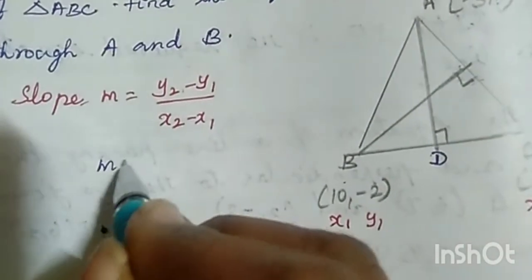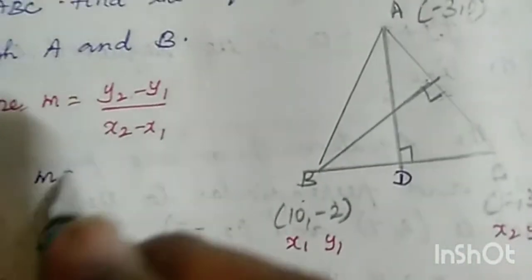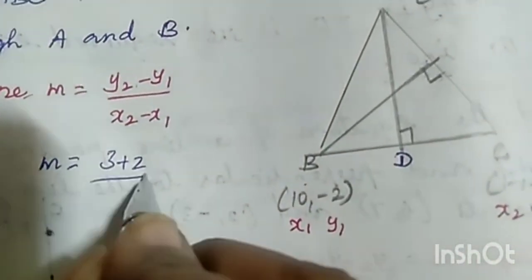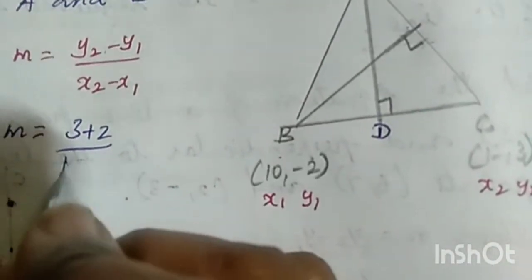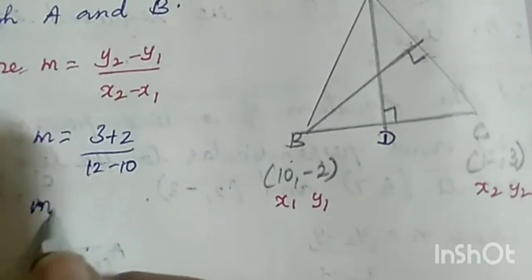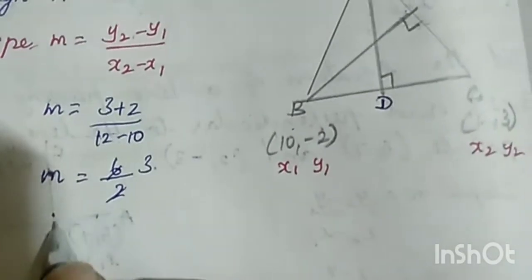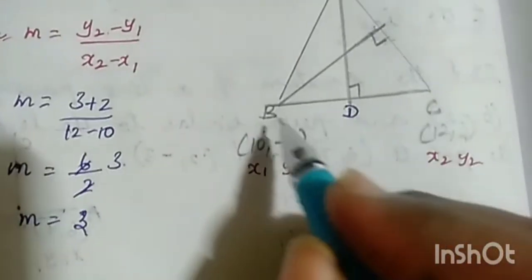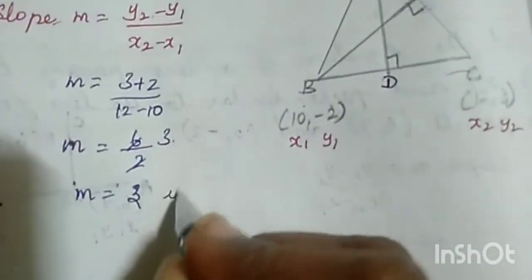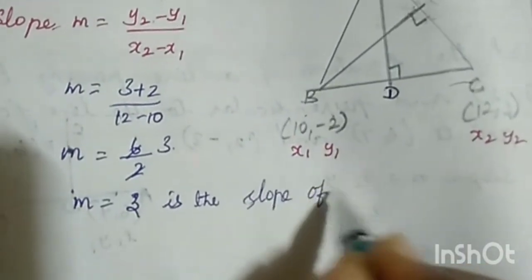Slope m is equal to y2 minus y1, this is 3, 3 plus 2, divided by 12 minus 10. So m is equal to 6 divided by 2. If you cancel, you will get 3. Slope m is equal to 3. This slope is the slope of BC.